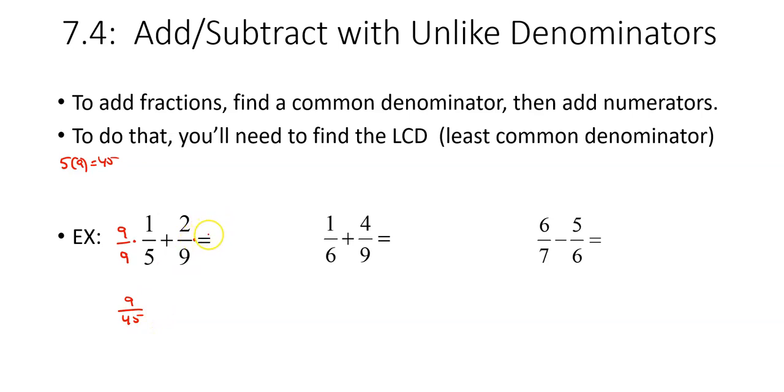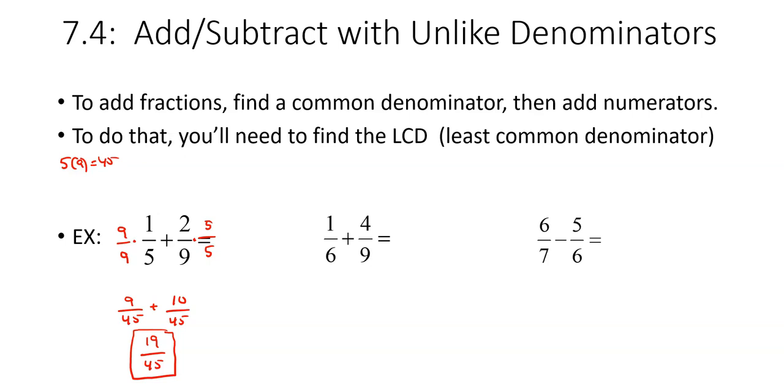How about over here? 9 times 5 is 45, so multiply top and bottom by 5. 2 times 5 is 10. 9 times 5 is 45. Now add them together. I get a 19 on the top, a 45 on the bottom, and that's as simple as it gets, right? 19 is a prime number, so we really can't simplify that.